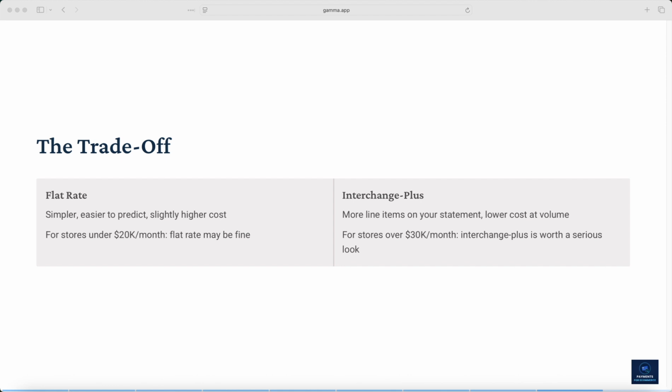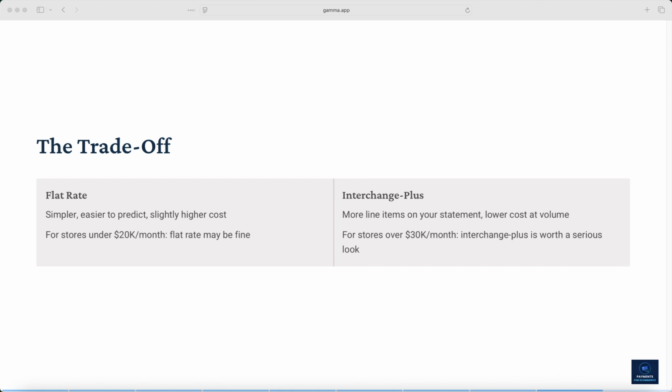Now, to be fair, flat rate isn't always the wrong answer. If you're a newer store doing under $20,000 a month, the simplicity of flat rate is probably worth the slight premium. You don't want to be spending time reading complex processing statements when you should be focused on growing your business. But once you're consistently clearing $30,000 a month or more, the math starts to shift. The complexity of Interchange Plus becomes manageable and the savings become real and they compound.